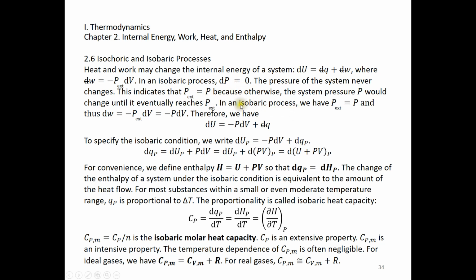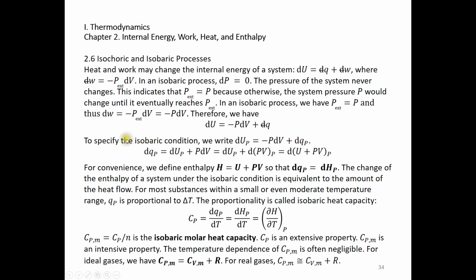Alright, and then it's easier for us to get the expression for work, because dW is negative P external dV, and we can replace P external with P. So dW is negative P dV, and dU is negative P dV plus dq. And this dq can be rewritten as dq_P now, because we know the pressure is constant. It's an isobaric process. dq itself is an inexact differential, but if we know it's isobaric, we can integrate dq now. It becomes an exact differential.